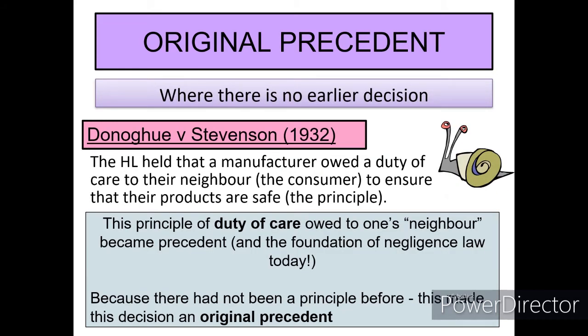And this is also a very good example of original precedent. That means that there hasn't been an earlier decision. The principle of duty of care laid down in Donoghue versus Stevenson had never been decided before in a court. So because it was decided in Donoghue versus Stevenson, it became an original precedent.